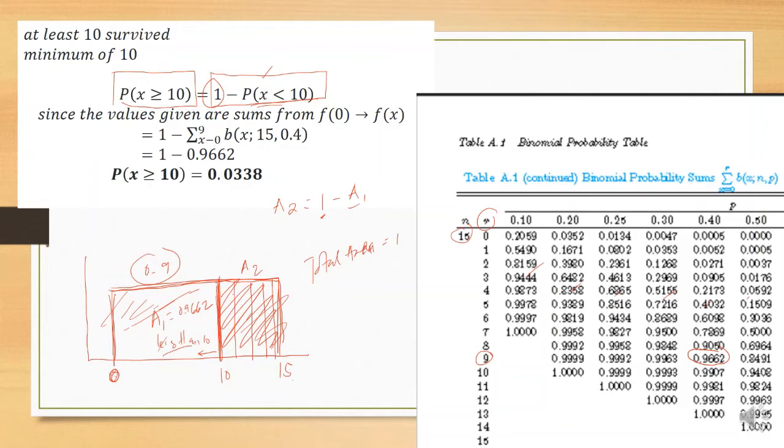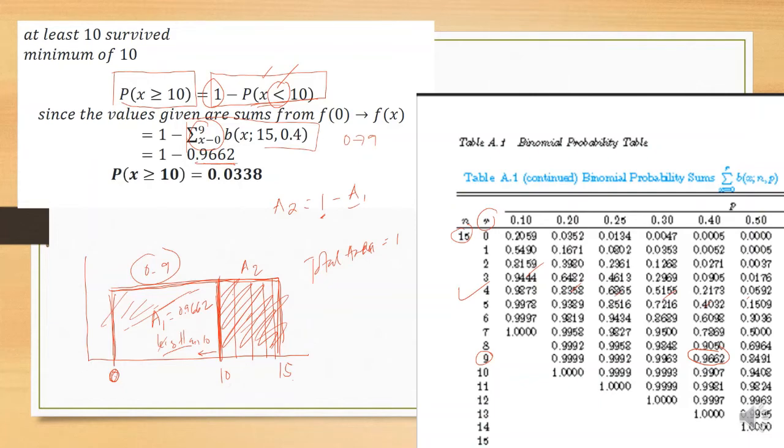Ngayon, kung less than 10 siya, ibig sabihin, ang reading natin sa table is only from 0 to 9. Hindi siya 0 to 10 kasi sinabi mo ay less than. Okay? So, 1 minus the area on the table from 0 to 9. Itong 0 to 9, meron tayong reading dito, which is actually 0.9662.